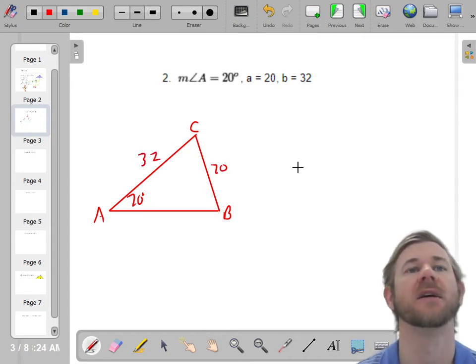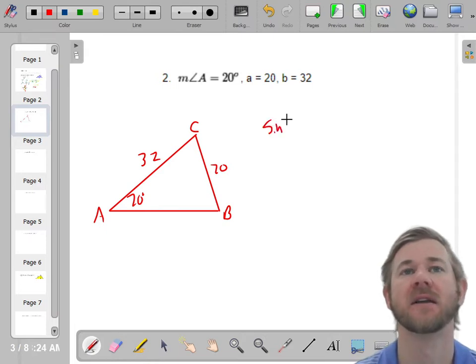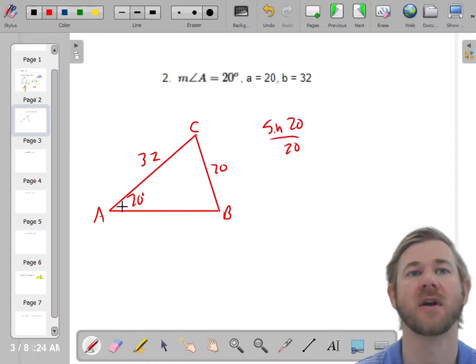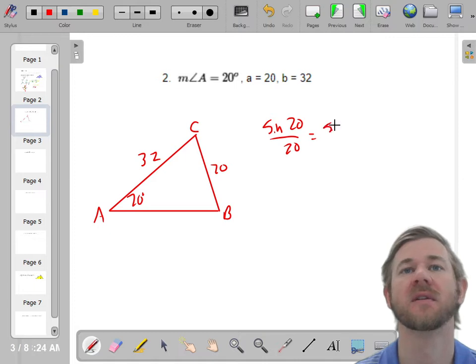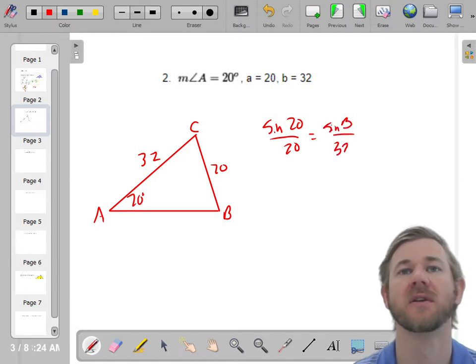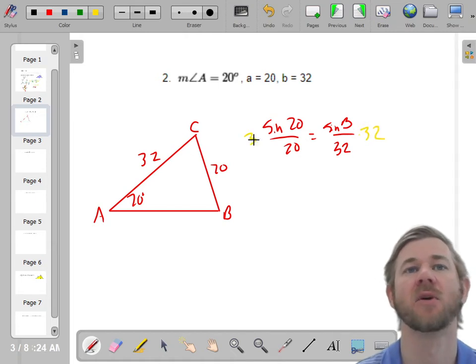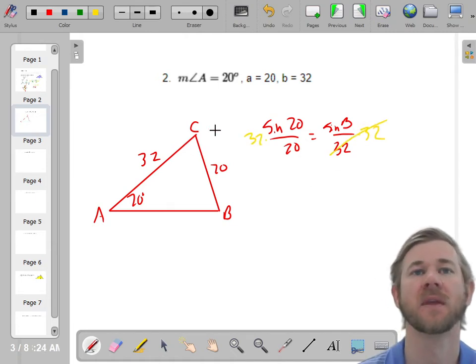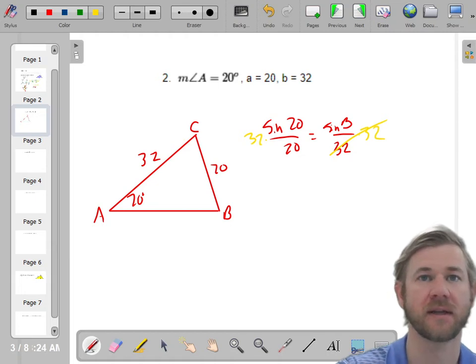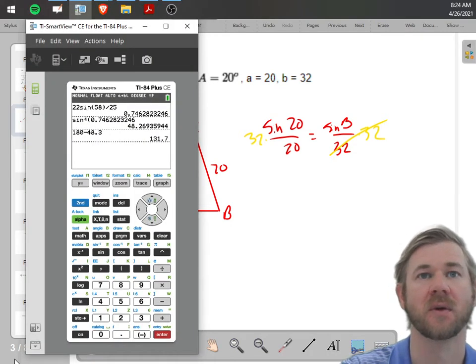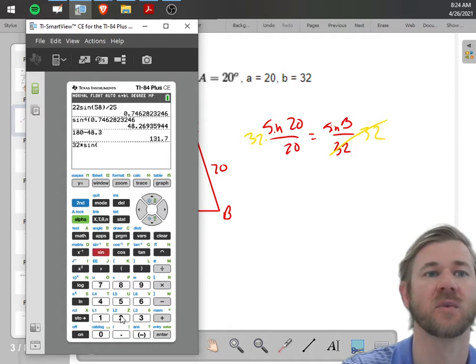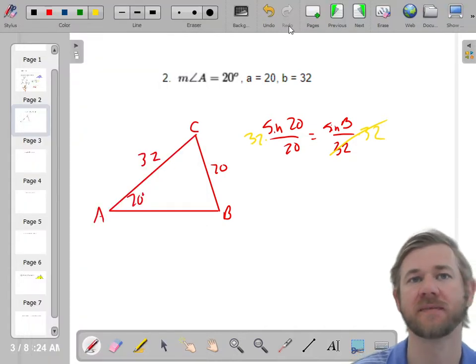We're going to find the sine of b. So we use law of sines. The sine of 20 over 20, so there's our angle-side pair, equals the sine of b over 32. I'll do the same thing to get the sine of b by itself. I will multiply both sides by 32. And now I'm going to use the old calculator to just type it in. So I'll say 32 times the sine of 20 divided by 20. So the sine of b is 0.547.